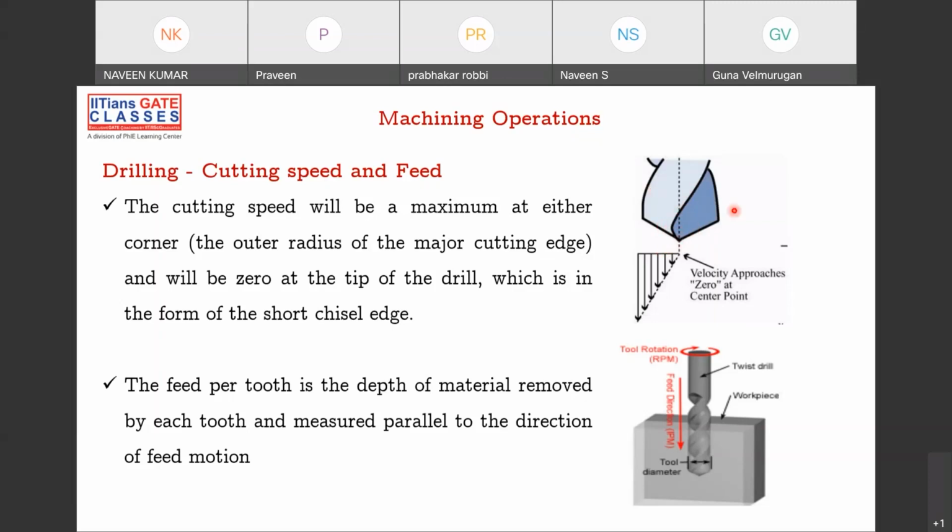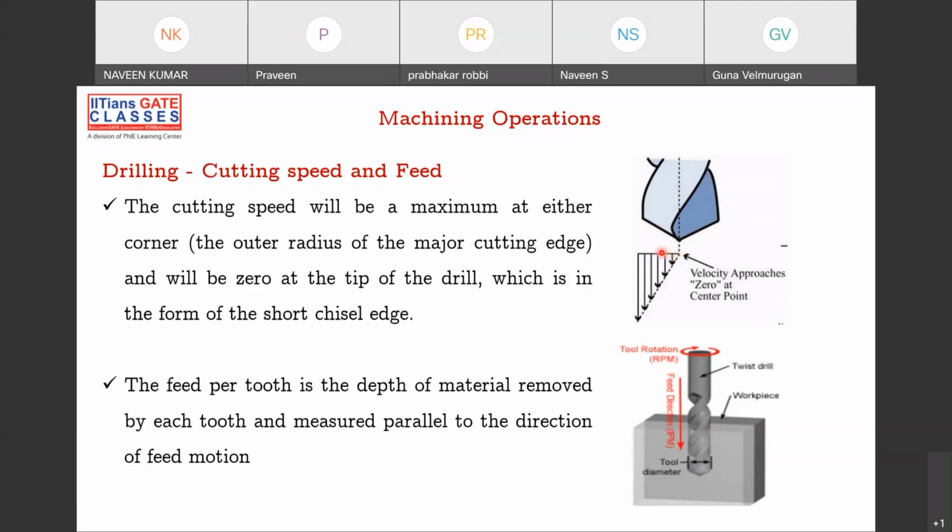Let's say this tool is rotating. Let's say you are standing exactly at the center. Will you feel that you are rotating? Will you feel that you have some tangential velocity? No, you don't have any tangential velocity. As you move away from the center only, you will get some tangential velocity. So that is why the velocity profile will be like this. At the center exactly, there is no velocity.